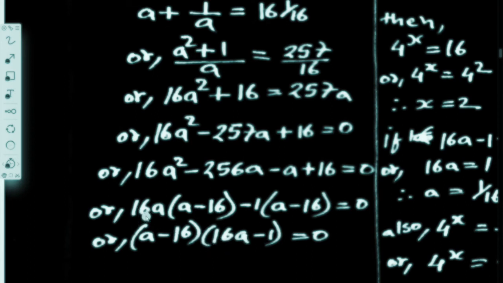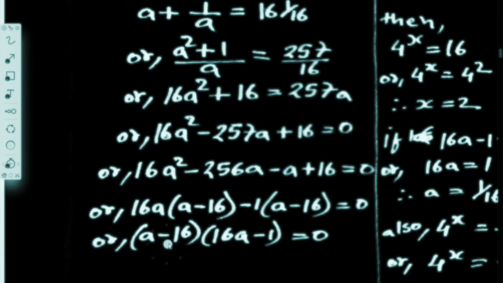Now the 16a minus 1. Here these two are our factors from this expression. To get the value of a, we factorize it. Factorization is done. We got two factors of this expression, and our factors are a minus 16 and 16a minus 1 equals 0.